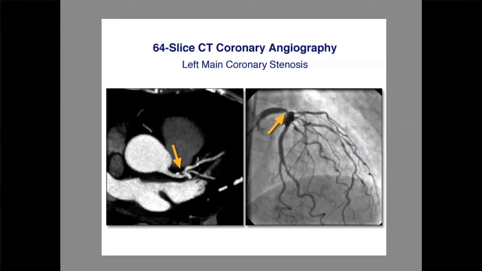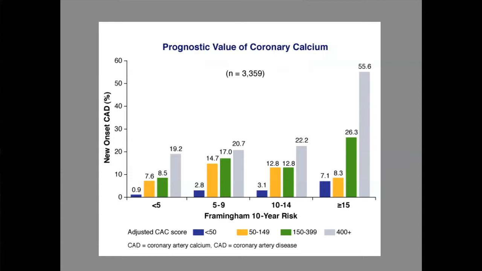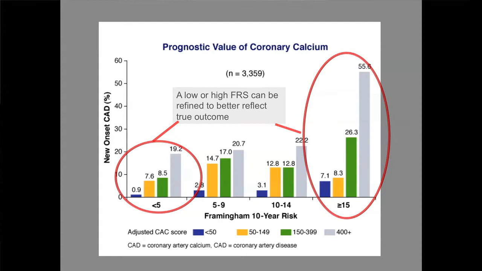So this is a narrowing here. And in that narrowing, you also find co-localized calcification. And if you use calcification, coronary calcification, together with the Framingham risk score, what you can do is, within those individuals at low risk or at high risk, you can stratify them better. So even within the group that had a notional risk of less than 5%, you can find individuals and groups in which the risk is up to 19 to 20%. And in those notionally with a very high risk, you can also find groups that have relatively low risk.